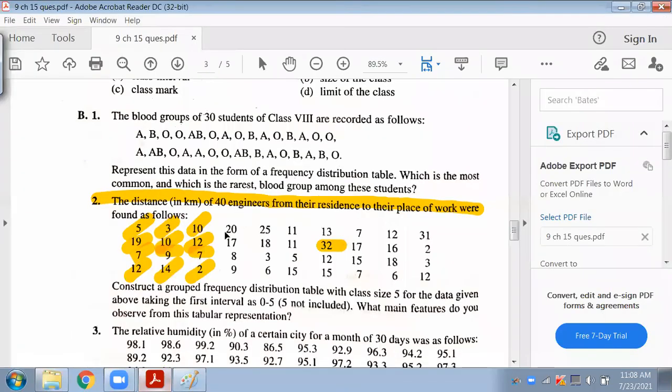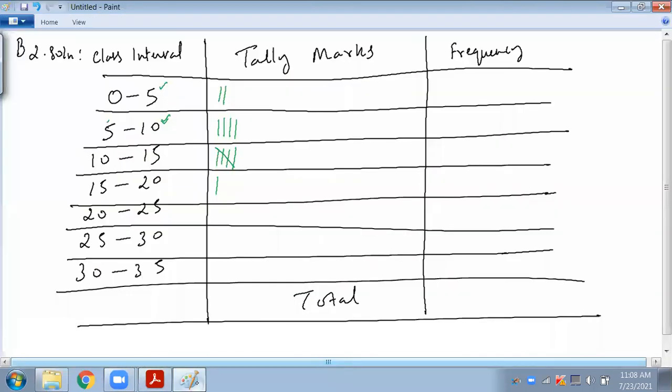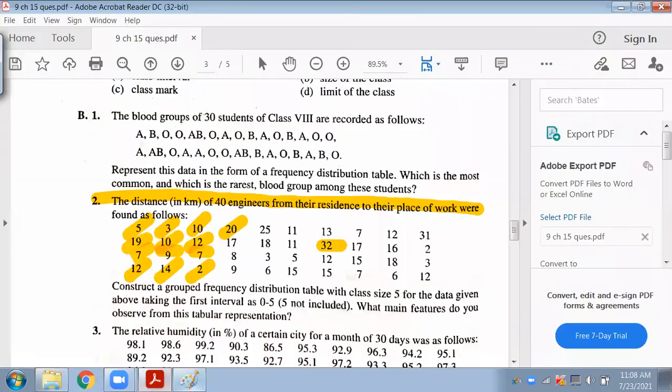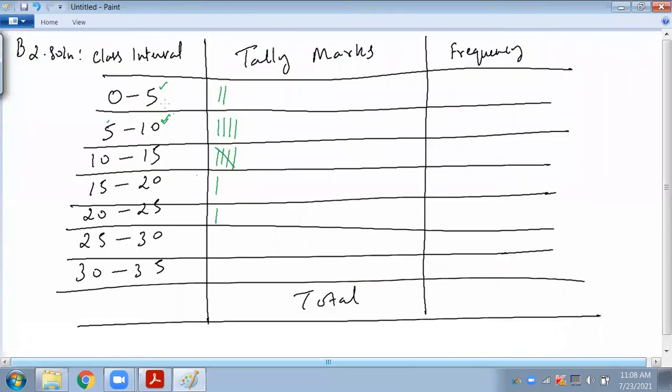Then next is 20. 20 where will we put? In the first one or the second one? We'll put it in the second one. So if you get 5, 10, 15, 20, 25, 30, 35, you have to be careful. You are not going to put it in the first one, but in the second one.